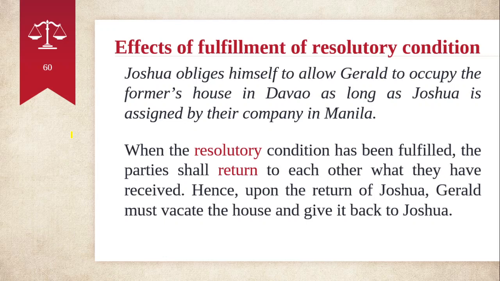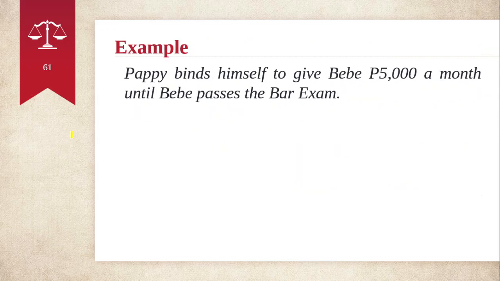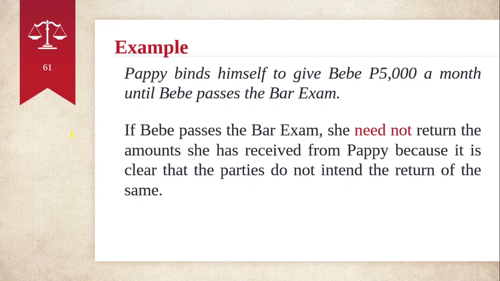Dito kasi, clear na kapag bumalik na si Joshua, ibabalik ni Gerald yung bahay. Okay? Pag na-fulfill na yung condition, ano yung condition? Pag bumalik na siyang Davao, di ba? Pag nangyari ngayon yung condition, kailangang ibalik ang thing. And the thing here is the house. Dito naman sa ikalawa, pag nangyari yung condition, which is the passing of the bar exam, hindi mo kailangang ibalik kasi hindi naman ganon ang intention ng contract or intention ng obligation. So, murago na siya sa scholarship, di ba? Himuon ka og scholar ni Ched.